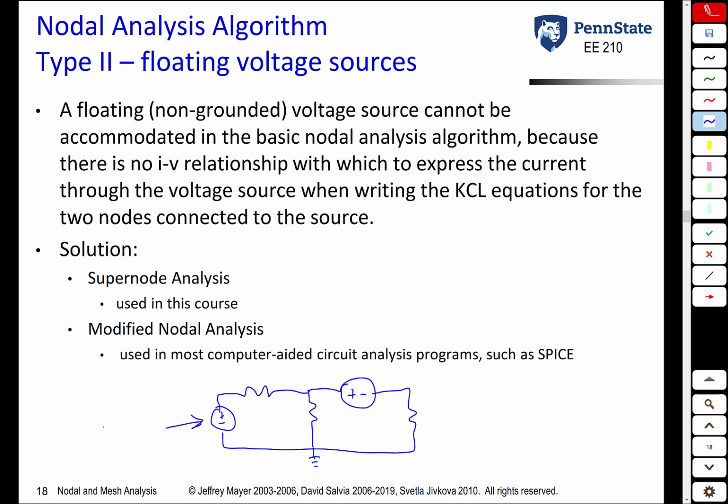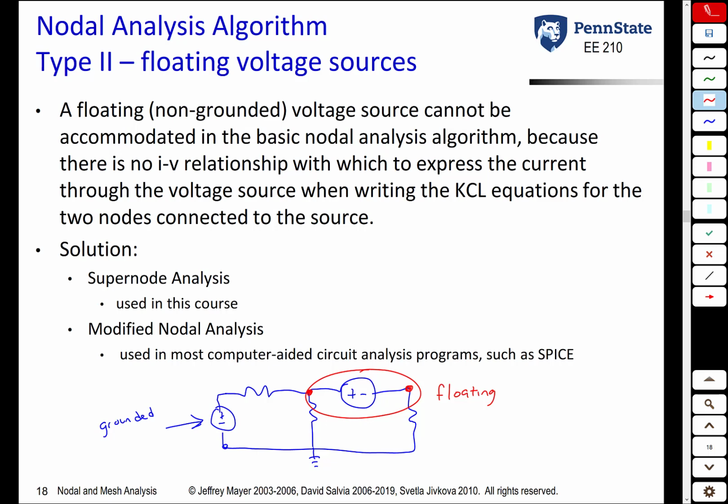So this voltage source on the left is grounded. One end of it is connected to ground. This voltage source over here is floating because neither one of its nodes is connected to ground, nor is it connected to another voltage source connected to ground. So if you had a circuit like this, we would call this a type 2 circuit, and we have to use this modified algorithm that we're going to be coming up with now.